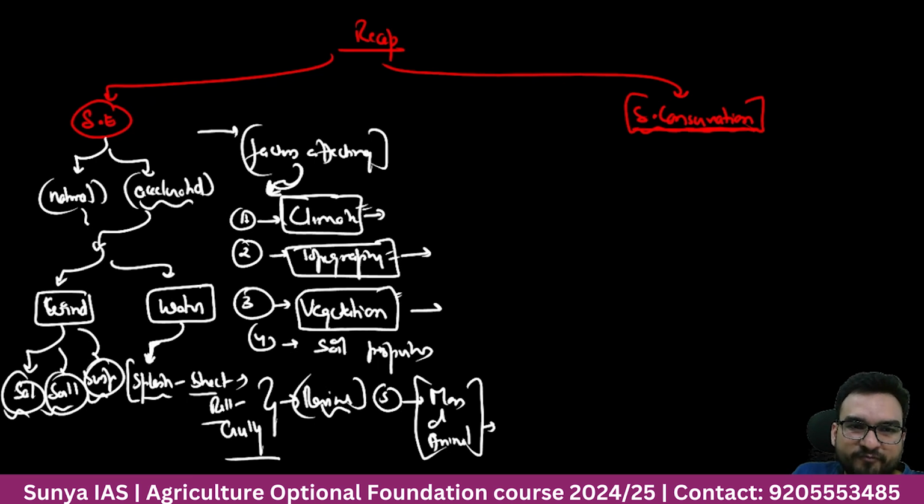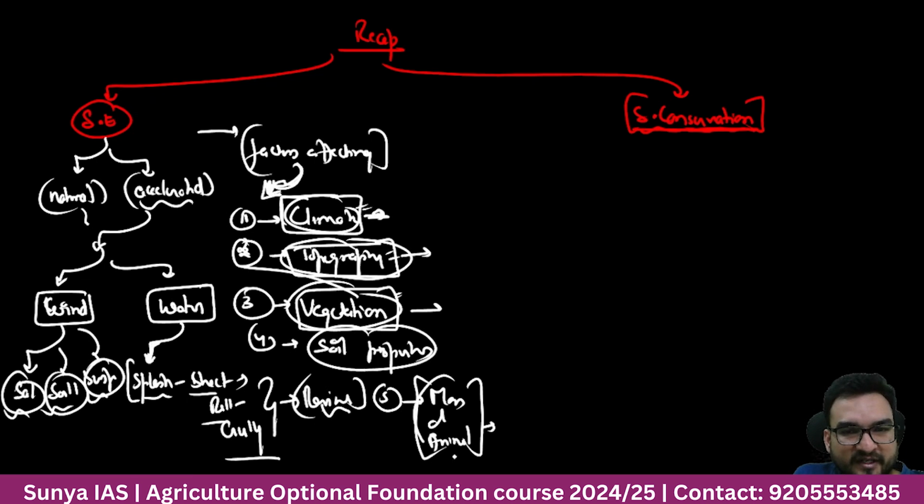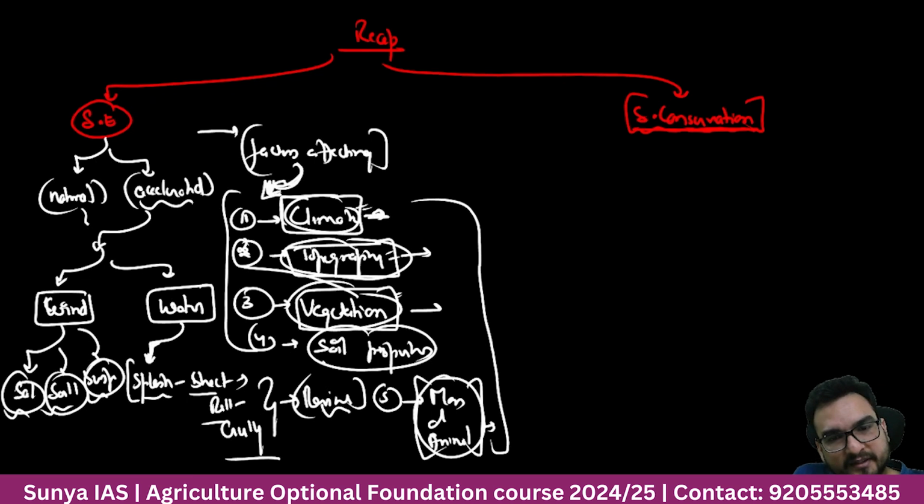Now these five subheadings, if you remember them in the exam, automatically you will be able to write under them how climate is affecting soil erosion, how topography is affecting soil erosion, how vegetation is affecting, how soil properties is affecting, and the fifth point also. But you have to recall this in the exam, right? So keep this in your tips, guys.